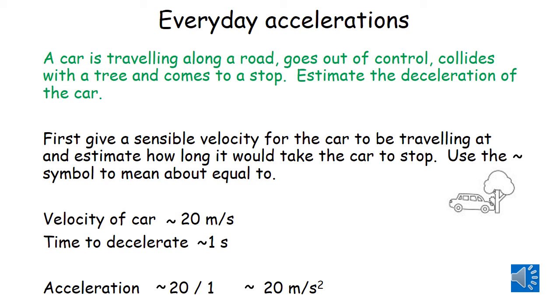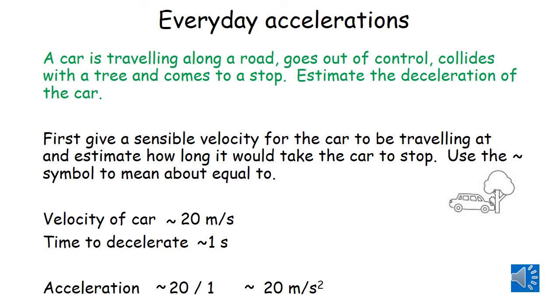So in this question, again, you can see there are no numbers given to you at all. So you have to come up with estimates for the numbers that you need. A car is travelling along a road, goes out of control, collides with a tree and comes to a stop. Estimate the deceleration of the car. So we have to come up with a sensible speed for the car, and then we have to estimate how long it would take the car to stop. In questions like this, you need to use that special squiggly line there to mean approximately equal to.